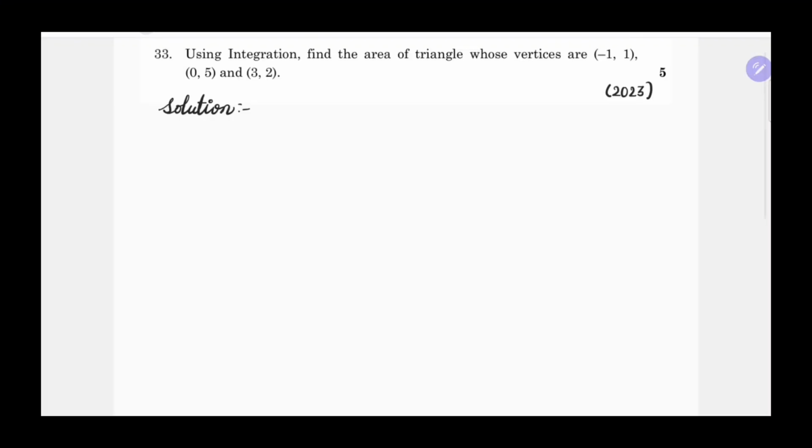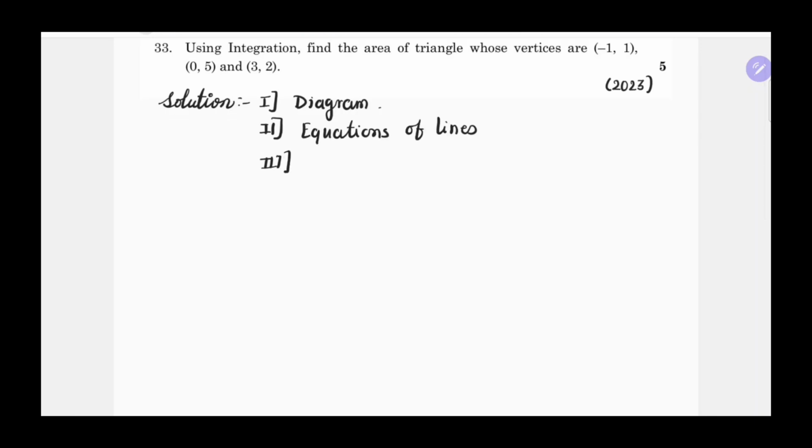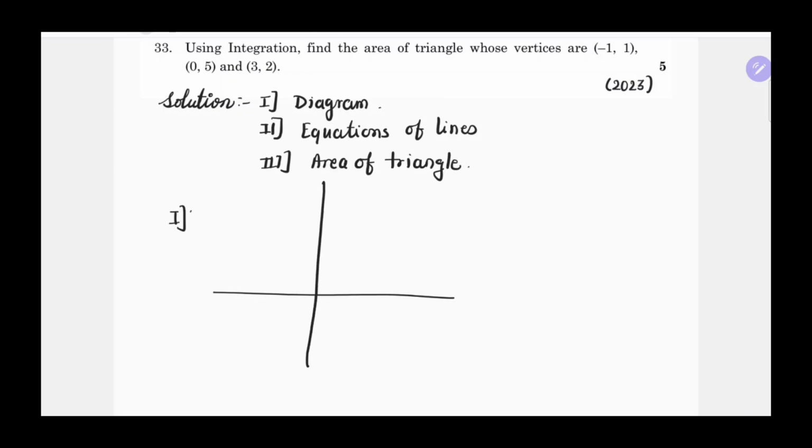Now to find out the area of a triangle using integration, what steps are to be followed? First thing is I need a diagram. Then the second thing is equations of lines. Third thing is area of triangle using integration. Diagram: I will just plot the x-axis and y-axis.